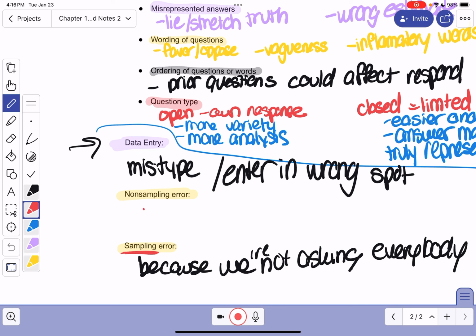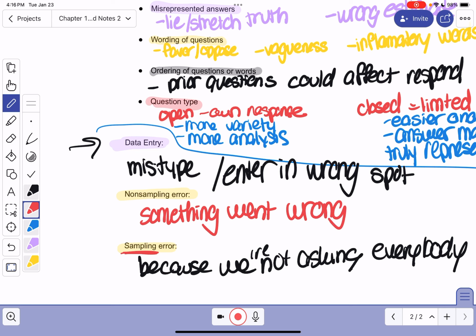A non-sampling error is when something goes wrong. That could be from getting your sample, that could be from the data entry, that could be from the non-response. It just means something in the process went wrong. So that's an error that's not from sampling, it's from how the process happened.